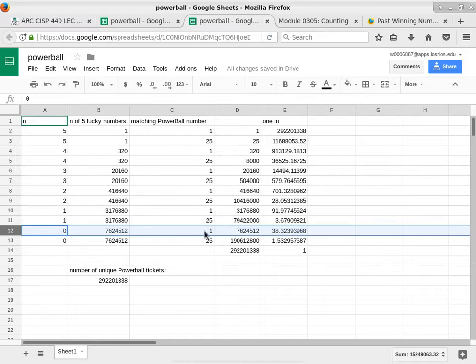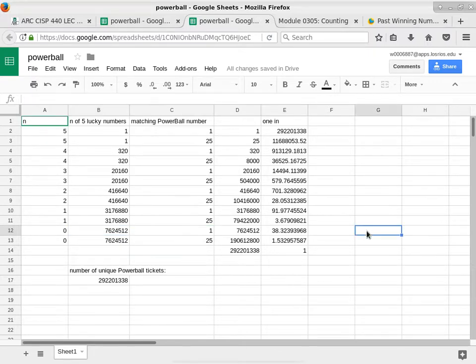So we are talking about exactly this one. It doesn't match any of the lucky numbers, but it does match the Powerball number. So we put a number here, 47,146. So there are 7 million unique tickets that will get this particular prize for any particular draw. But only this many people went in and claimed the prize. So we can extrapolate and look at the ratio.